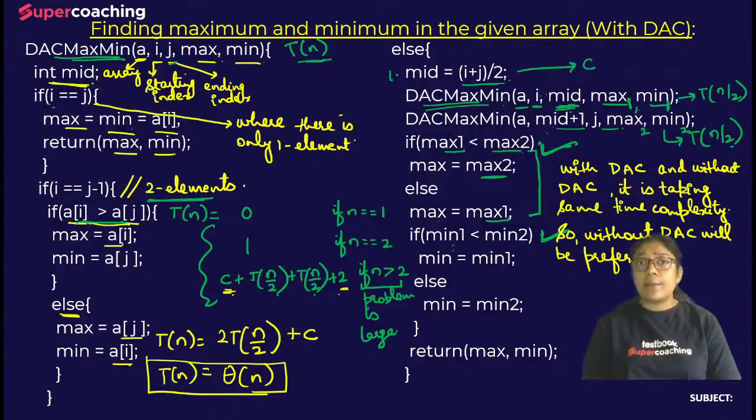So in this example, we are getting the same time complexity, so we need to consider the space complexity, and for solving the recursive program, some extra space is required in the form of the stack space. We know that recursion is an application of stack, so that's why extra space is required with DAC. So that's why without DAC is preferred. Make sense?